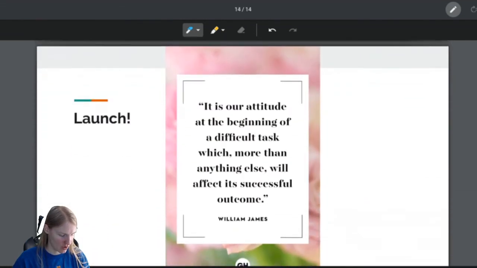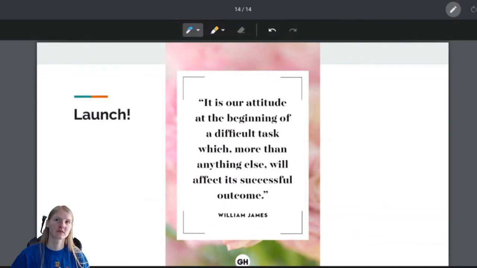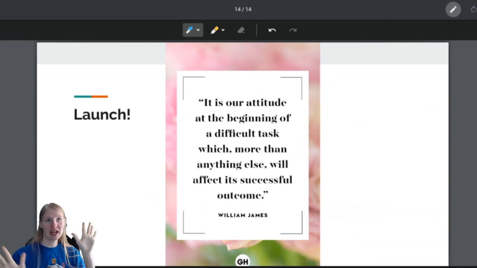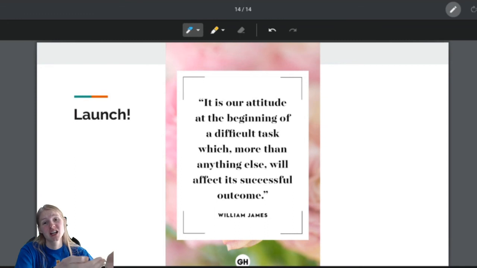And our launch for today comes from William James. It says, it is our attitude at the beginning of a difficult task which, more than anything else, will affect its successful outcome. That's a fancy way of saying your attitude at the beginning of doing something really hard is what's going to determine whether you do it or not.